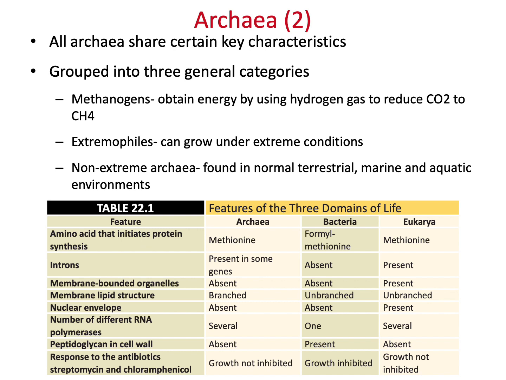And archaeal lipids in the cell membrane have a different structure. They also have distinct ribosomal RNA sequences, and some genes process introns similar to Eukarya. And these Archaea also group into three general categories, such as methanogens. They obtain energy by using hydrogen gas to reduce carbon dioxide to methane gas. We have extremophiles that can grow in extreme conditions, such as high salt, high pH levels, low oxygen levels. And we also have non-extreme Archaea, which are found in normal terrestrial, marine, and aquatic environments.